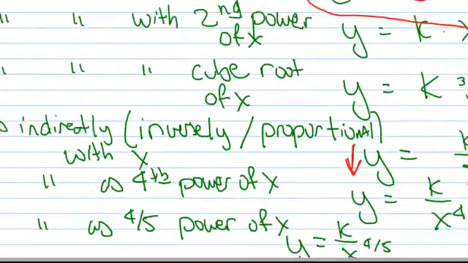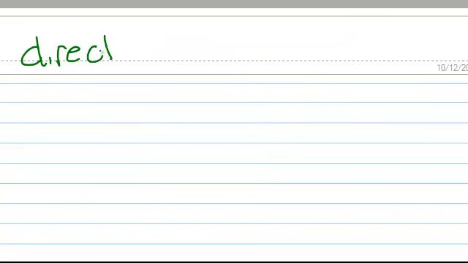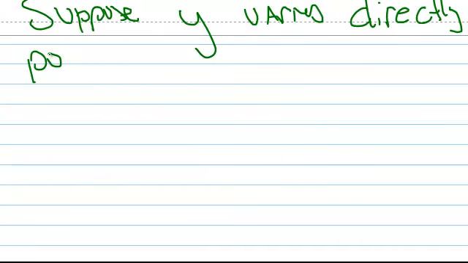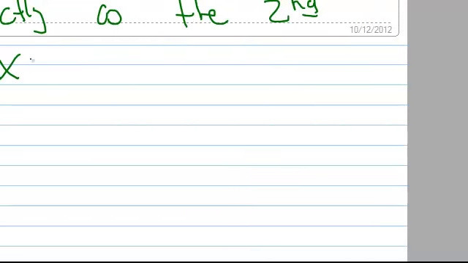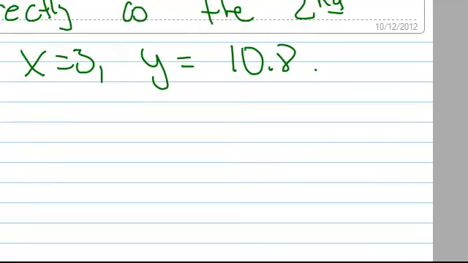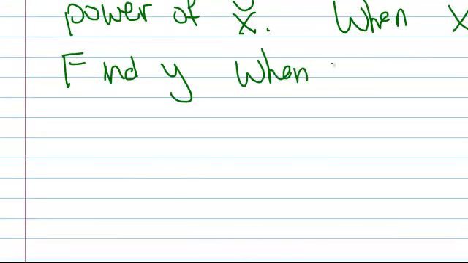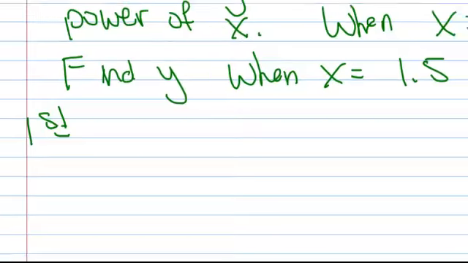Let's go ahead and do an example now and see how this works. So I have a new example that says suppose y varies directly as the second power of x. When x equals 3, y equals 10.8, find y when x equals 1.5.